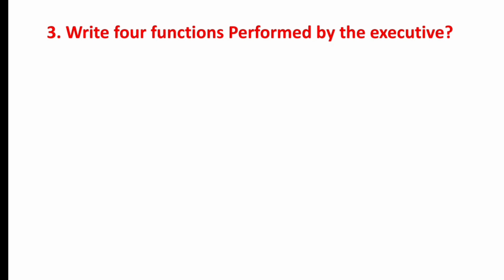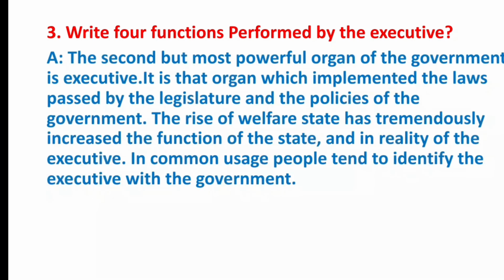Write four functions performed by the executive. The second but most powerful organ of the government is the executive. It is that organ which implements the laws passed by the legislature and the policies of the government. This race of the welfare state has tremendously increased the functions of the state and, in reality, of the executive. In common usage, people tend to identify the executive with the government.